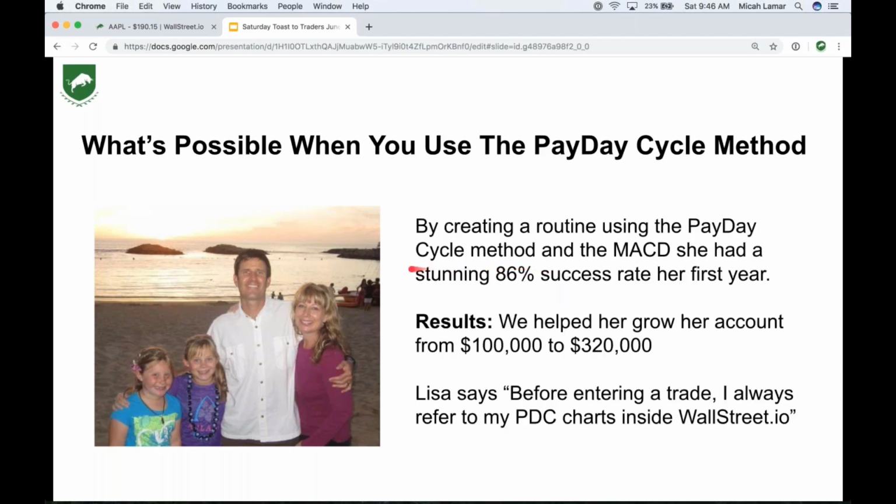By creating a routine with the payday cycle method, her first year she had an 86% batting average. And the result was we helped her grow her account her first year from 100 grand to $320,000, which was quite remarkable. And this year she's having her best year ever. Here's what Lisa says: before entering a trade, I always refer to my payday cycle charts inside of Wall Street IO.